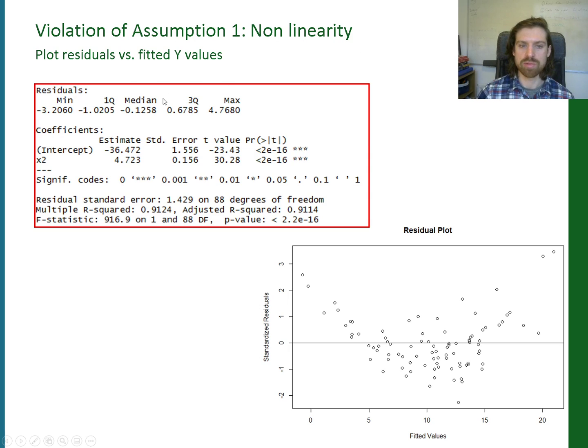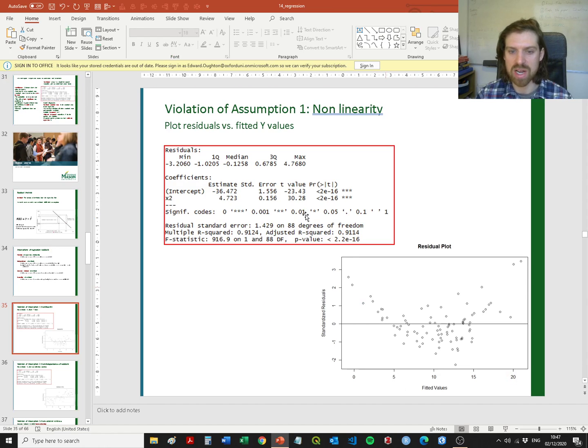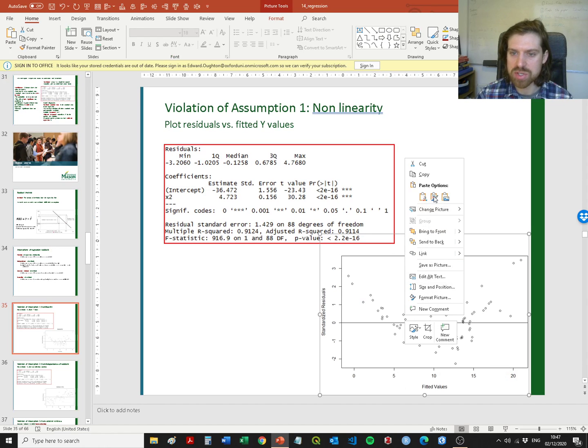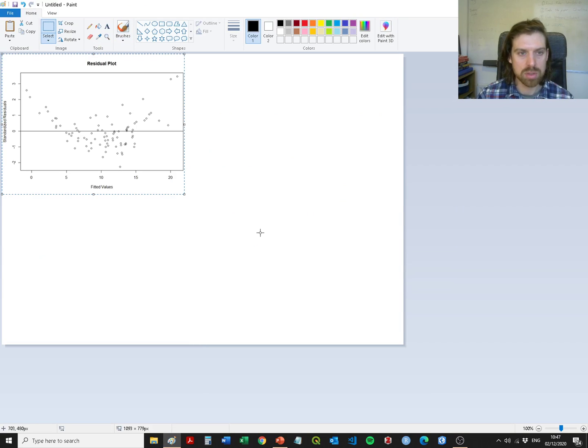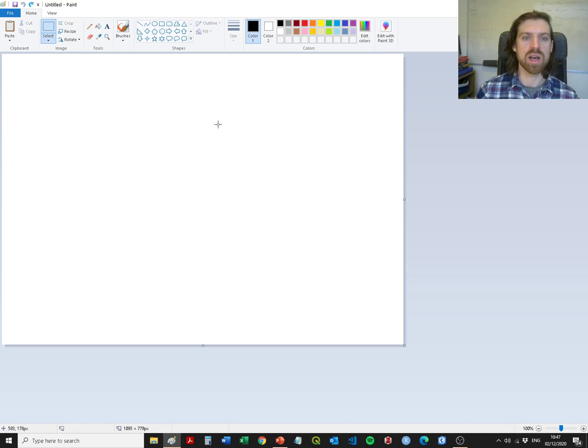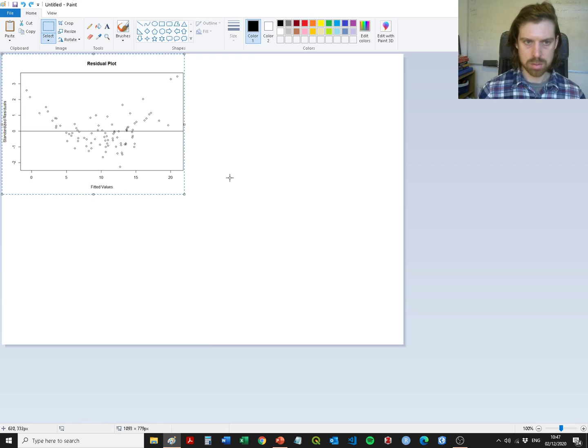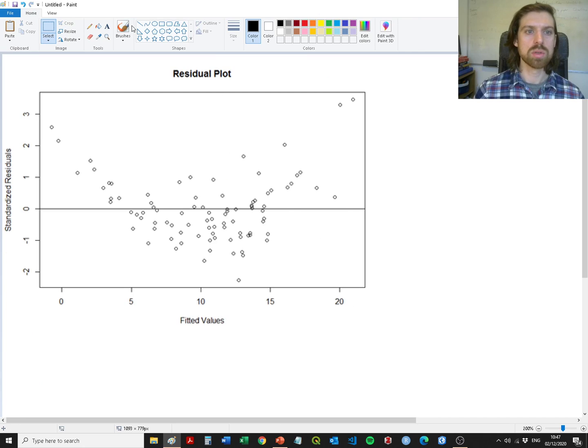So this might be the type of regression output that you get, but the key point is that when we plot the fitted values against the standardized residuals, we get this type of an outcome. So let me just show you why this is an issue. So these are our data points. There we go.